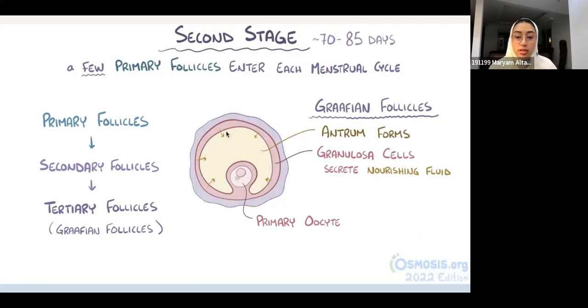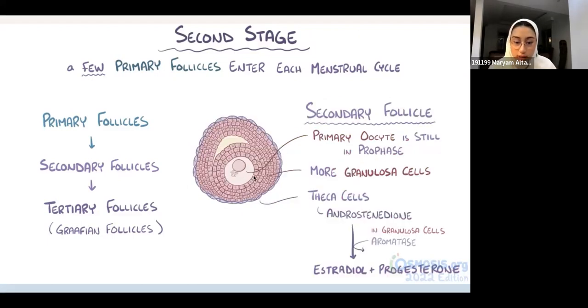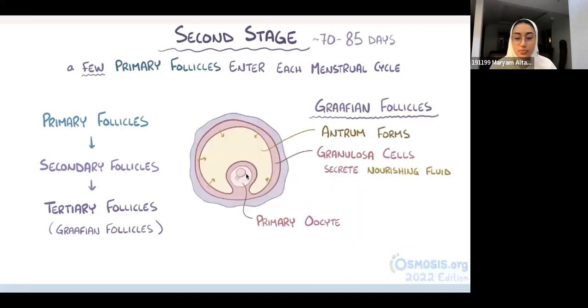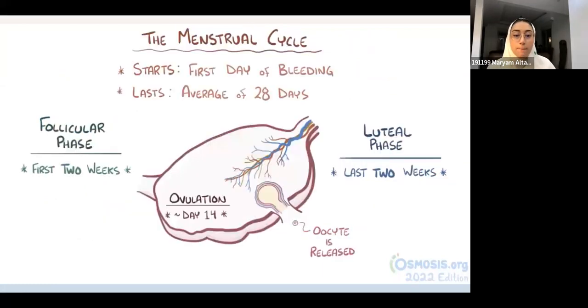an antrum, this fluid-filled space. This is a nourishing fluid that's created by our granulosa cells. So these cells here, see how you have starting of an antrum to form? This is when it forms and it secretes more nourishing fluid. All right. And so this second stage takes about 70 to 85 days. So it takes a while, definitely.